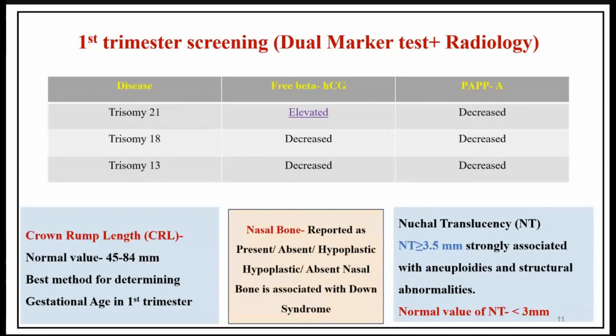Then we have nasal bone, which can be depicted as absent, present, or hypoplastic, which is an important marker of Down syndrome. Then we have nuchal translucency, for which higher values can be associated with aneuploidies and structural defects.